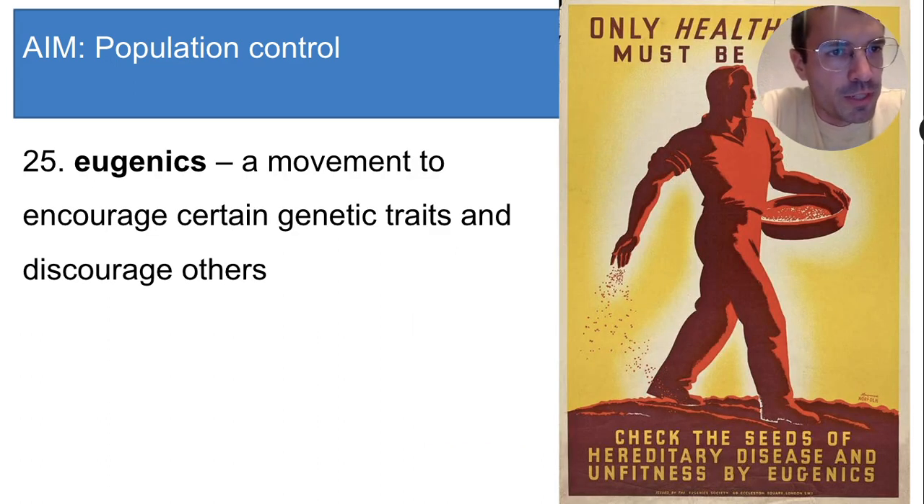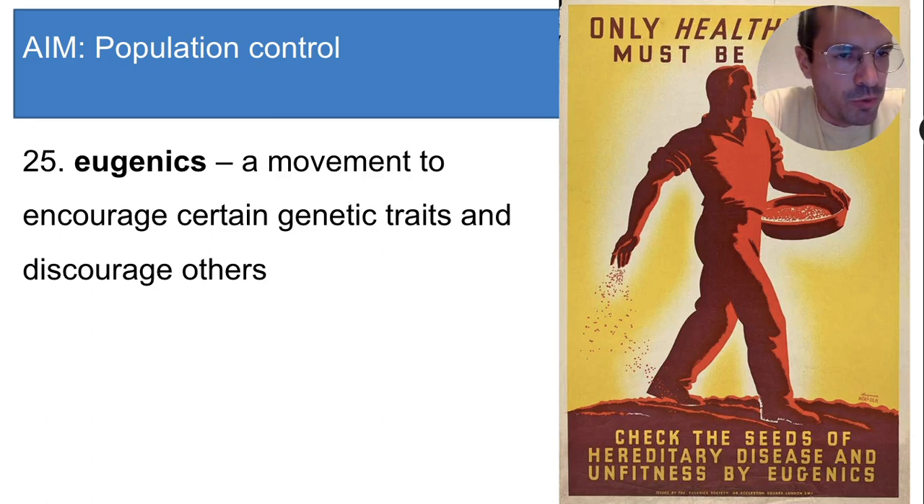The last term today is eugenics, the movement to encourage certain genetic traits in a population and discourage others. In other words, eugenics tries to get certain groups of people, those that have so-called good genes, to have more children, and tries to get other groups of people that have the bad genes to have fewer children.